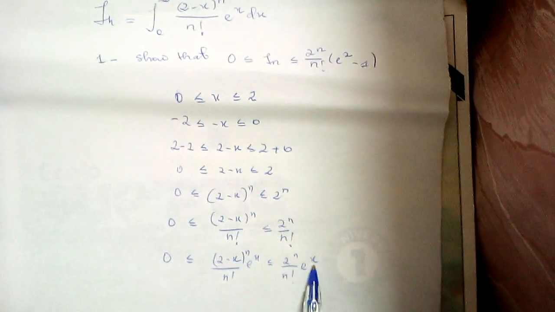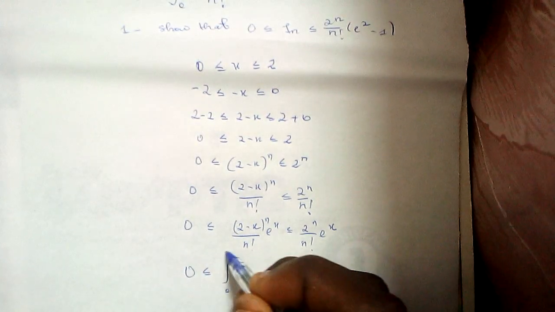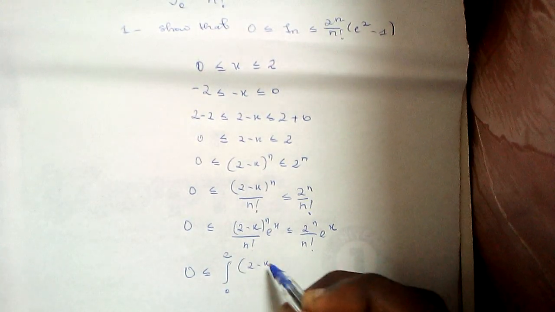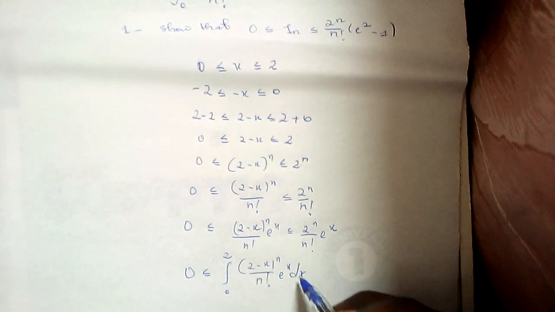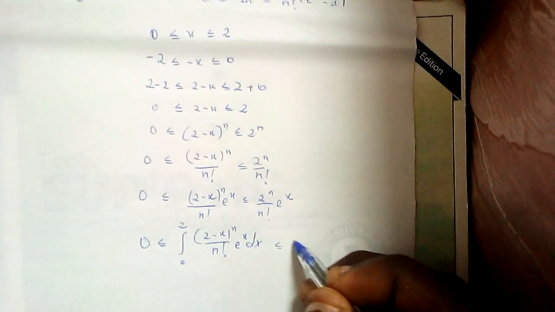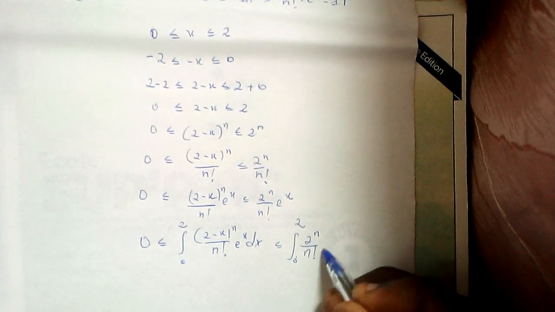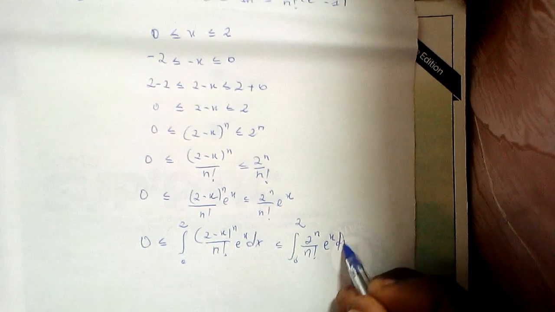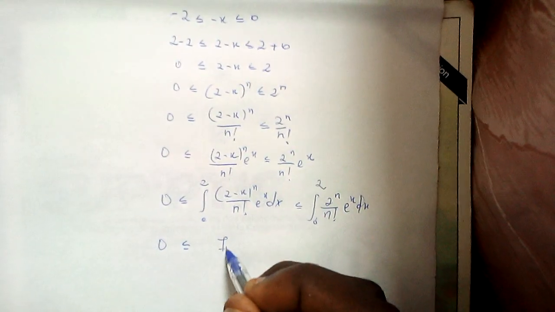We can now integrate all through and then we get here 0 less than or equal to the integral from 0 to 2 of (2 - x)^n over n factorial e^x dx less than or equal to the integral from 0 to 2 of 2^n over n factorial times e^x dx. Here we get 0 less than or equal to, now what is here is simply I_n.